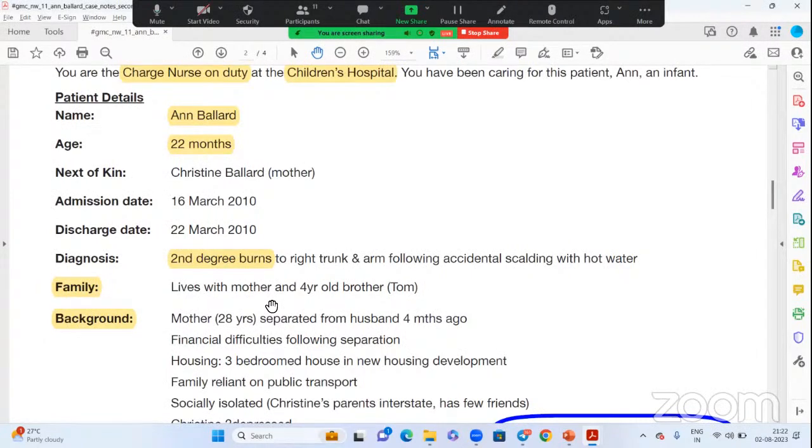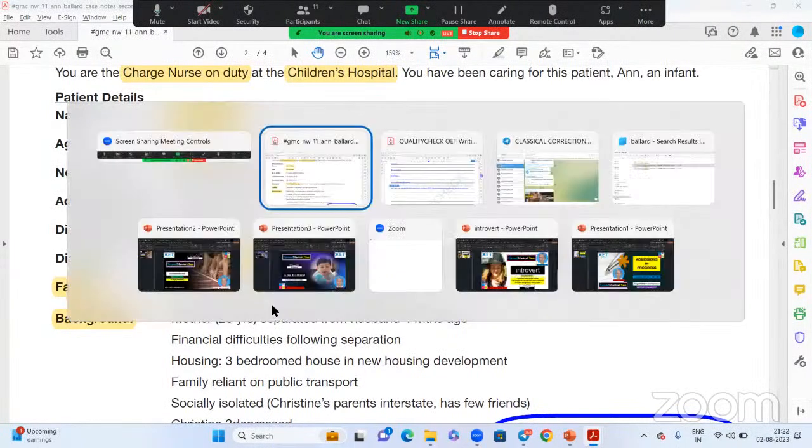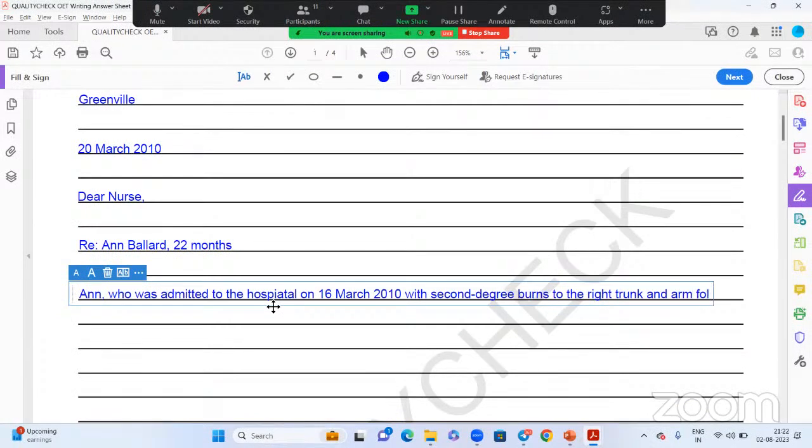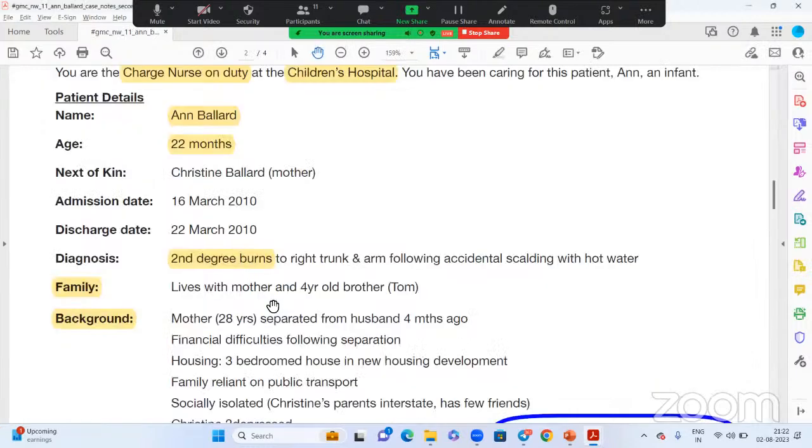Following accidental scalding with hot water, comma, and who was admitted to the hospital on 16th March 2010 with second-degree burns to the right trunk and arm following accidental scalding with hot water. Now what will go to the case notes?